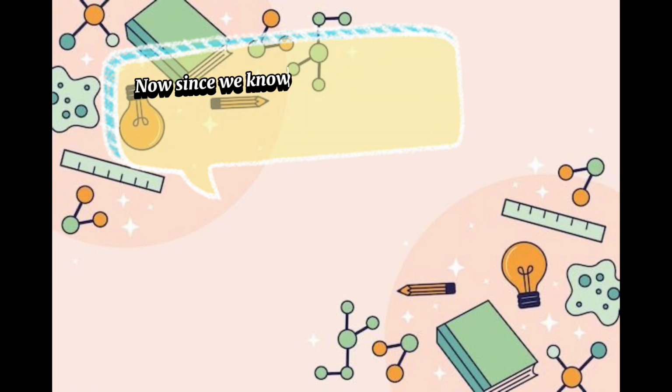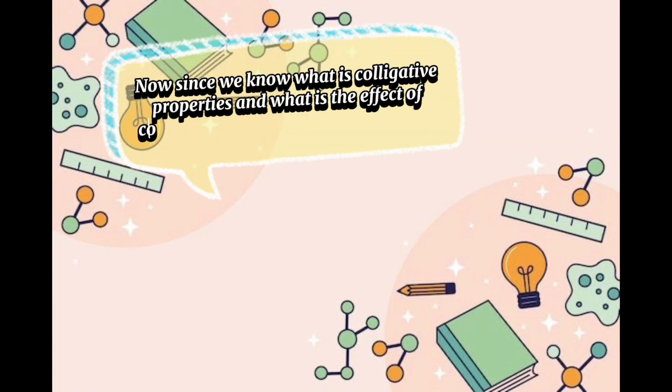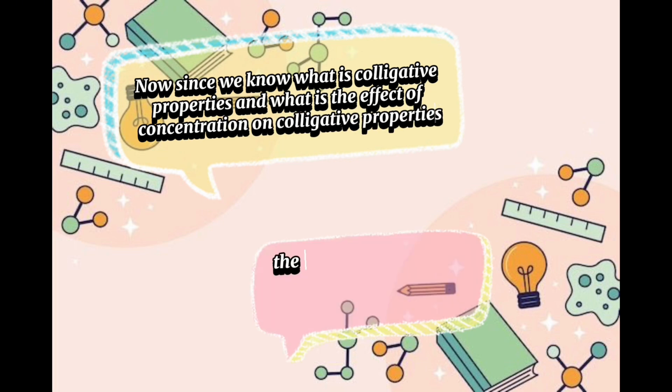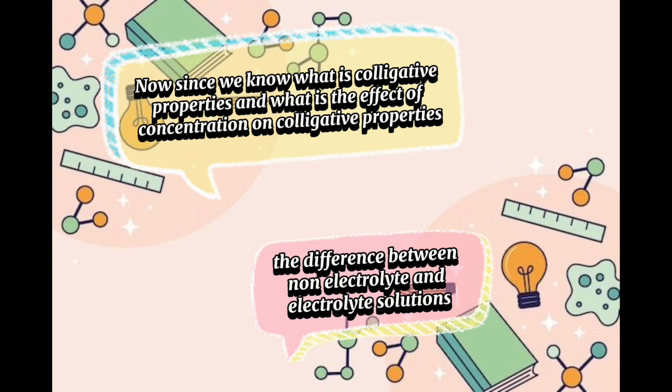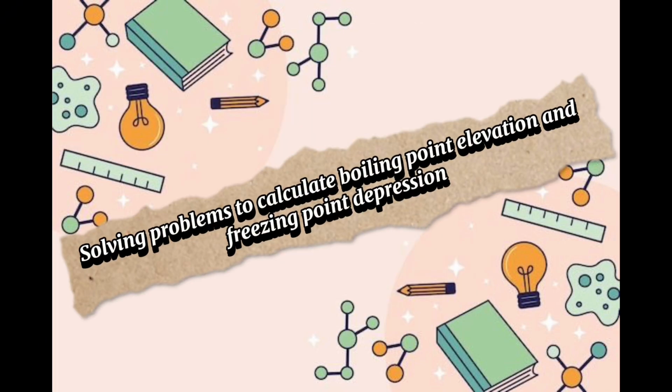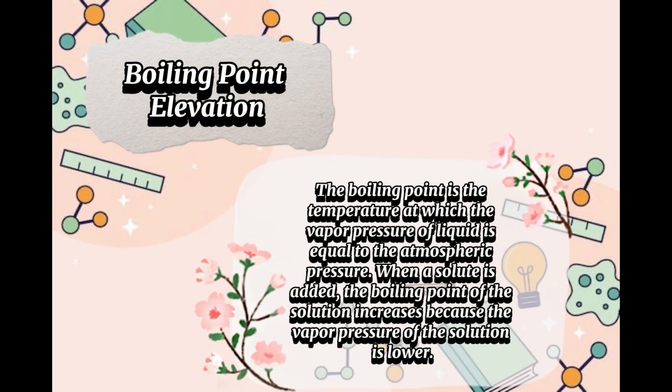Now, since we know what colligative properties are and the effect of concentration on them, and we also discussed the difference between non-electrolyte and electrolyte solutions, let's move on to solving problems to calculate boiling point elevation and freezing point depression. First is boiling point elevation. The boiling point is the temperature at which the vapor pressure of a liquid is equal to the atmospheric pressure.